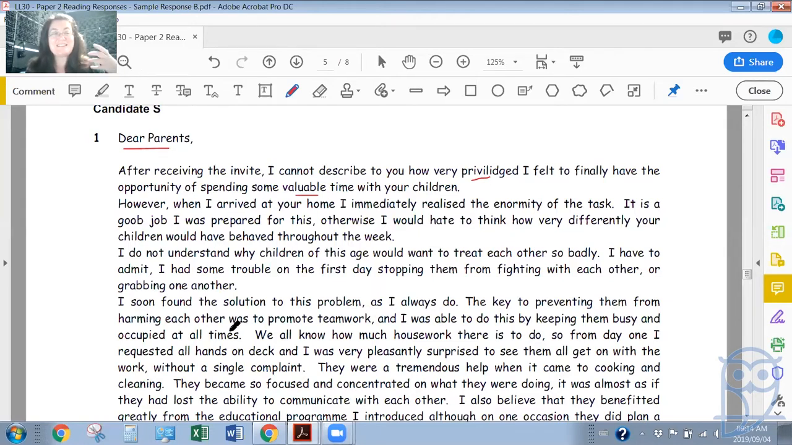Notice how she turns the things that she does into some very sensible ideas, some positive things, which in the children's perspective, they certainly weren't positive, they were very negative.